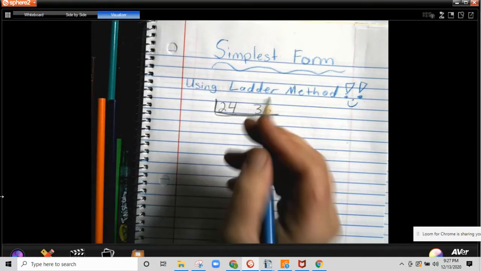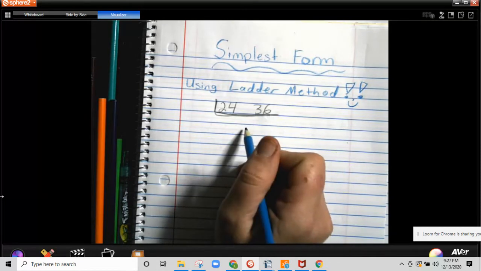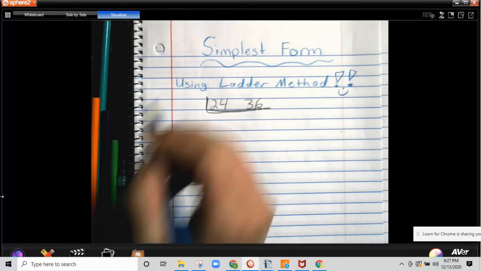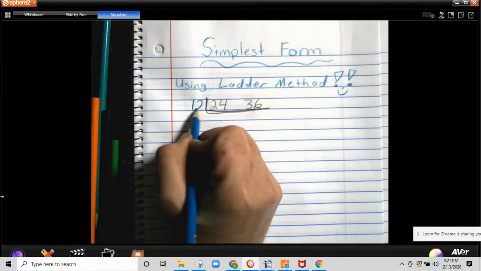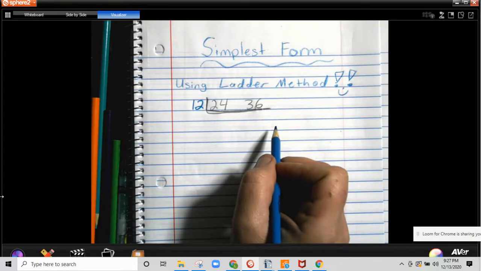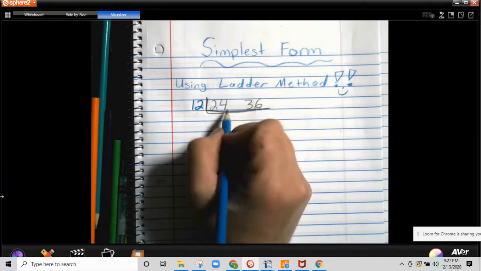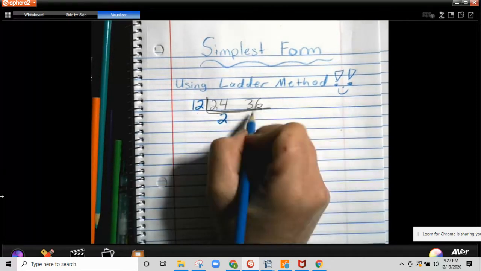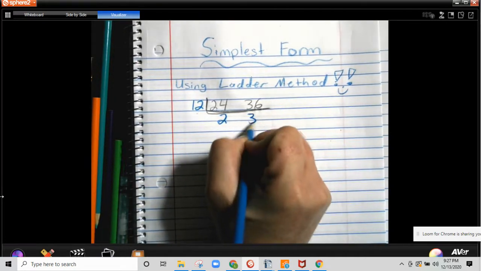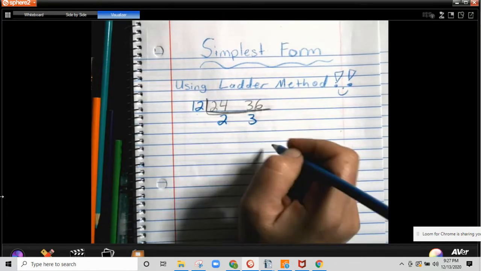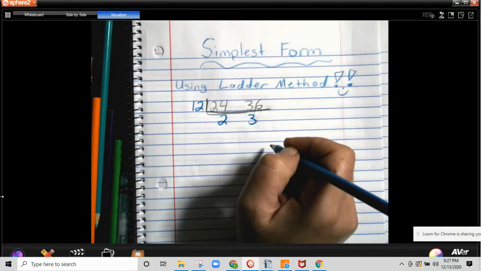Now, what number do I know can go into both 24 and 36? Honestly, I have the number 12 in my head. 12 goes into 24 2 times. 12 goes into 36 3 times. They're both prime. Can I go any lower? Can I keep going? No, I can't, because 2 and 3 are both prime.